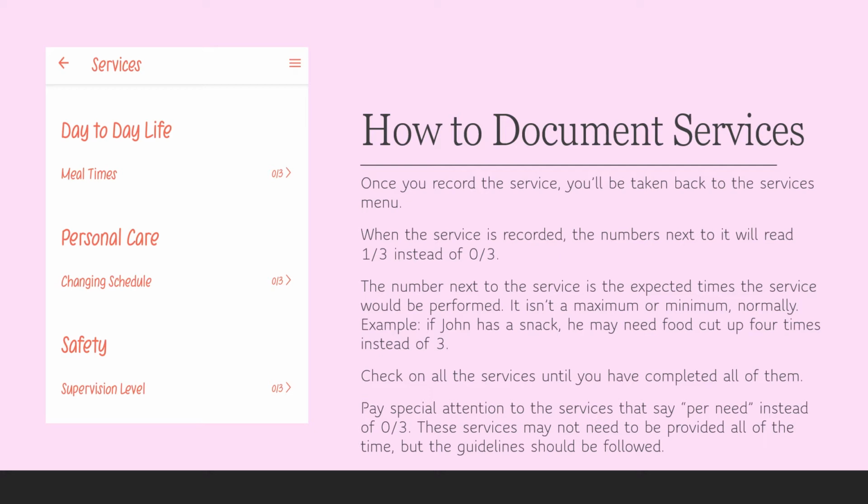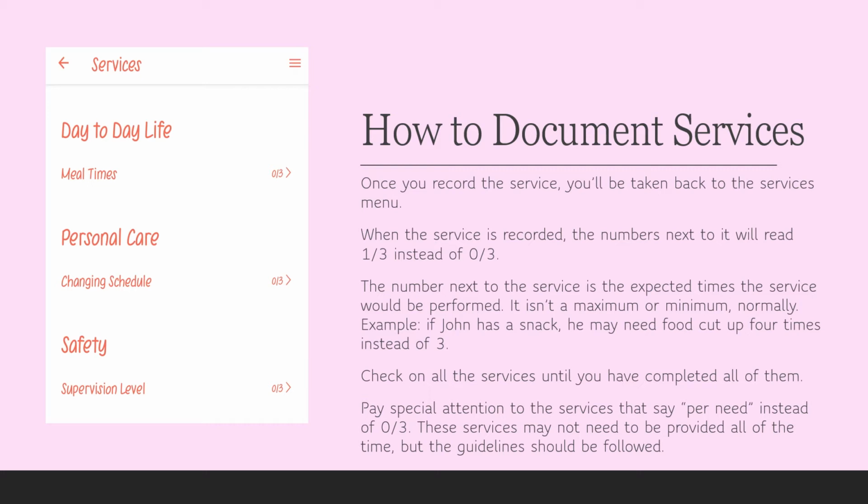So, for example, if John has a snack, he may need food cut up 4 times instead of 3. We certainly wouldn't tell you that you can't cut up food the 4th time because it wasn't listed in ConnectAvoice to do it. You can still document past the 3 times. Check all of the services until you have completed them.